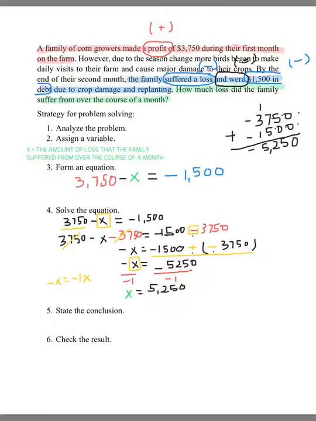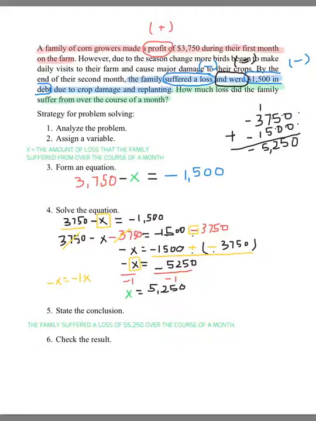So let's go ahead and state our conclusion clearly. Since the question was how much loss did the family suffer over the course of a month, we're going to state that the family suffered a loss of $5,250 over the course of a month. Again, our conclusion is simply the question asked, reworded in the form of a statement.